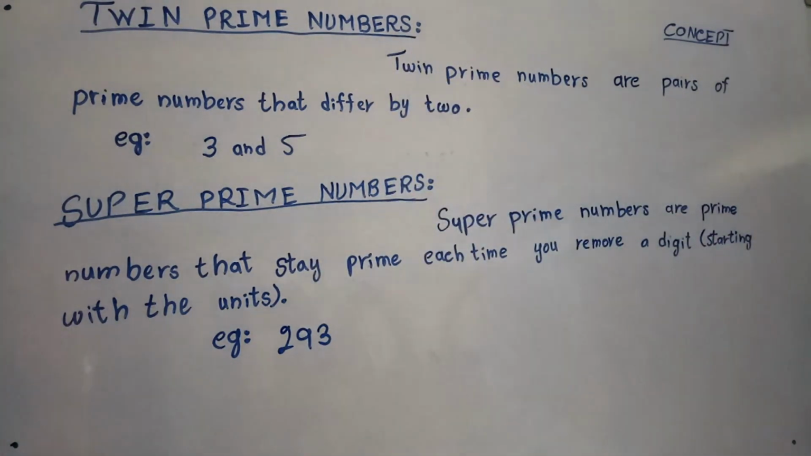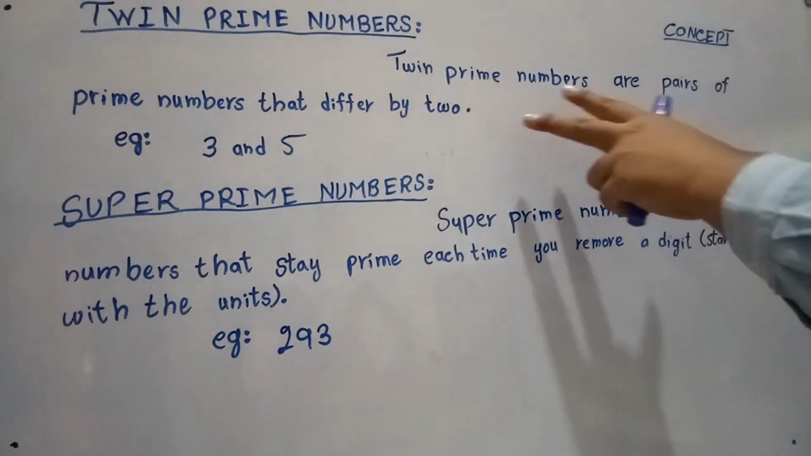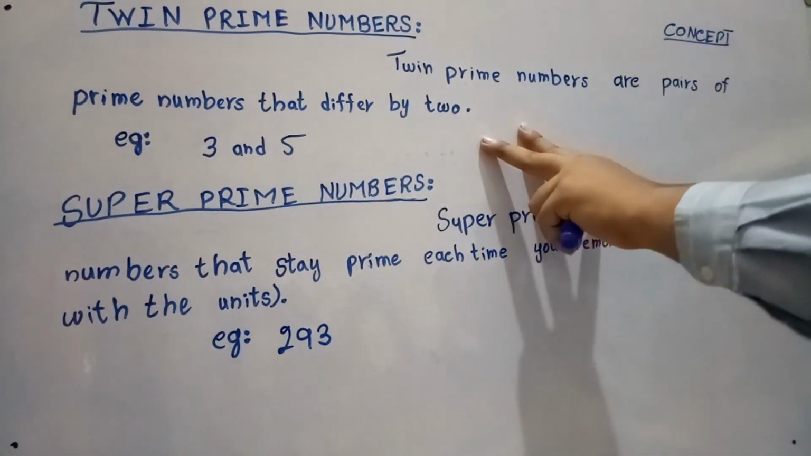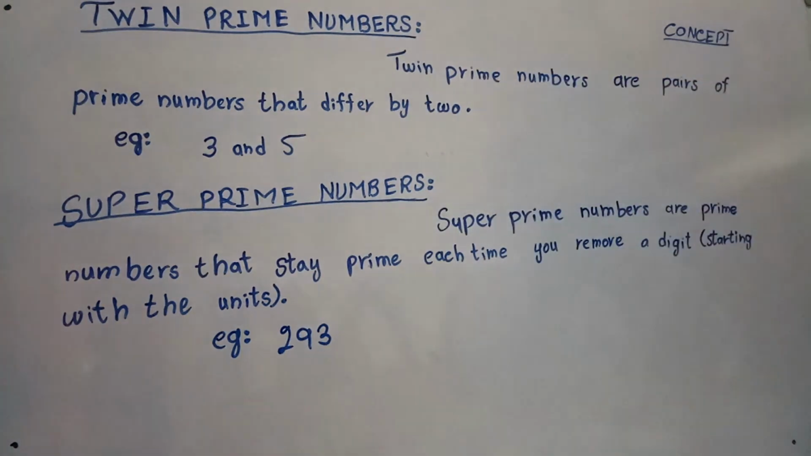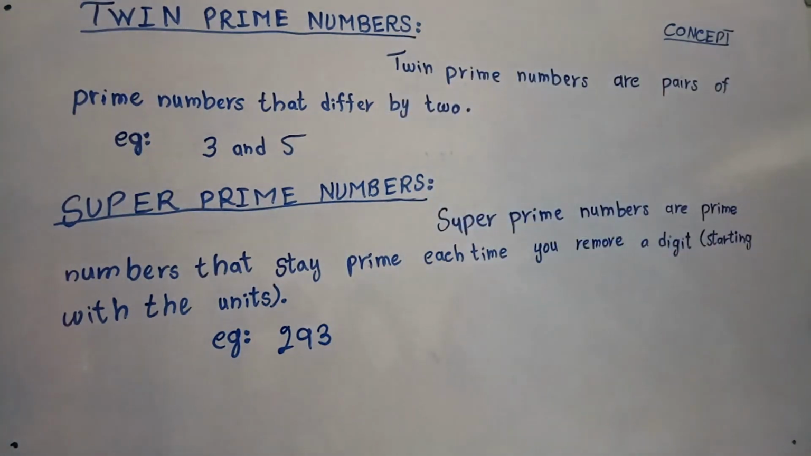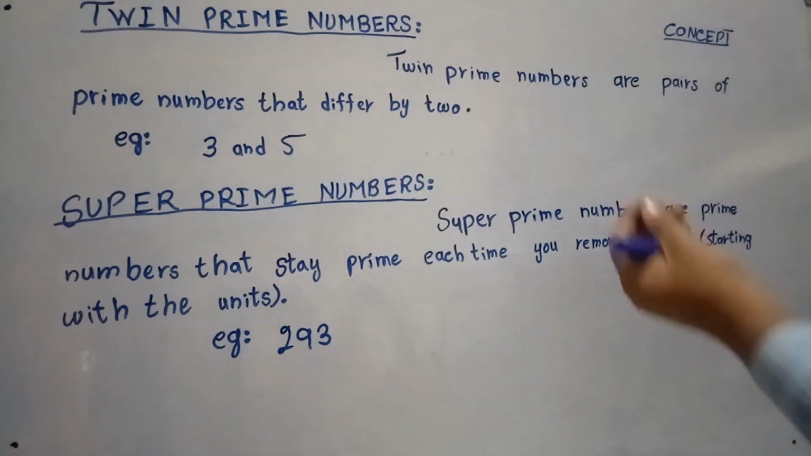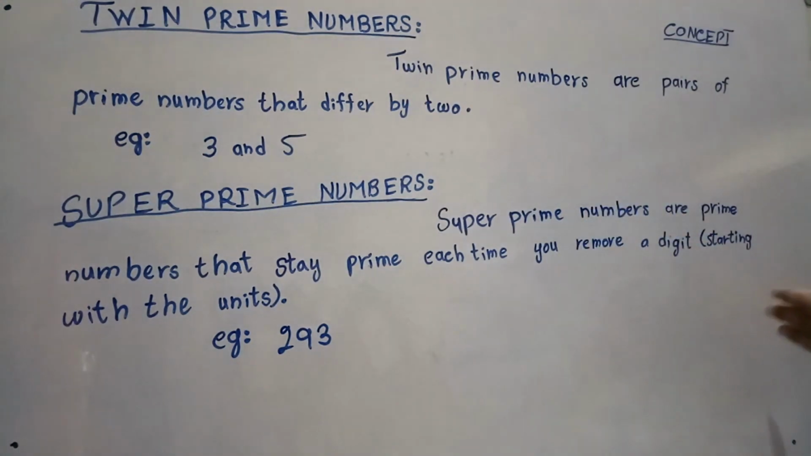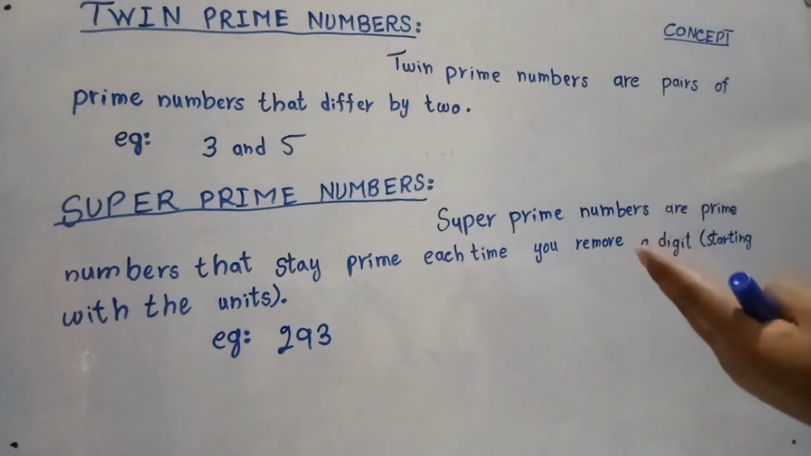So let's get started. You can see here I have written the definition. Let's read. Twin prime numbers are pairs of prime numbers that differ by two. Okay, that differ by two. It means that if we have one prime number and another prime number, then the difference between the two prime numbers is 2.